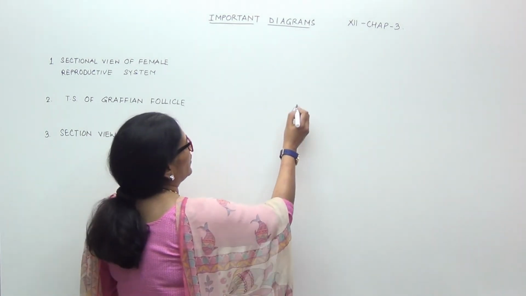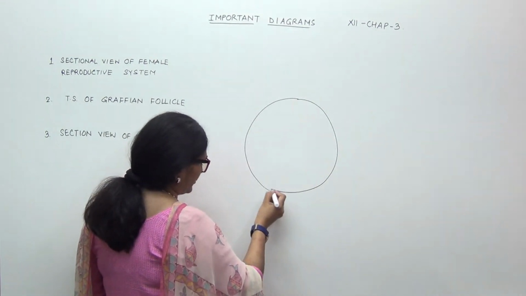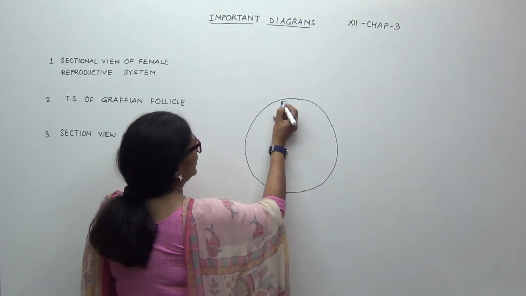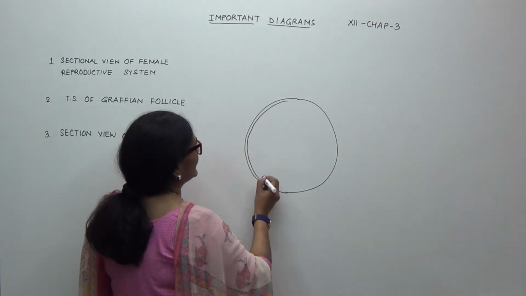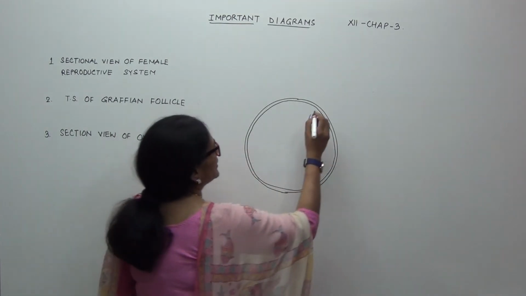It normally comes as a 1 mark, maximum 2 mark question. Even if it comes for a 2 mark question, you just need 4 labelings. In a Graafian follicle, we actually have 2 membranes, called the theca externa and theca interna. This we have already done.